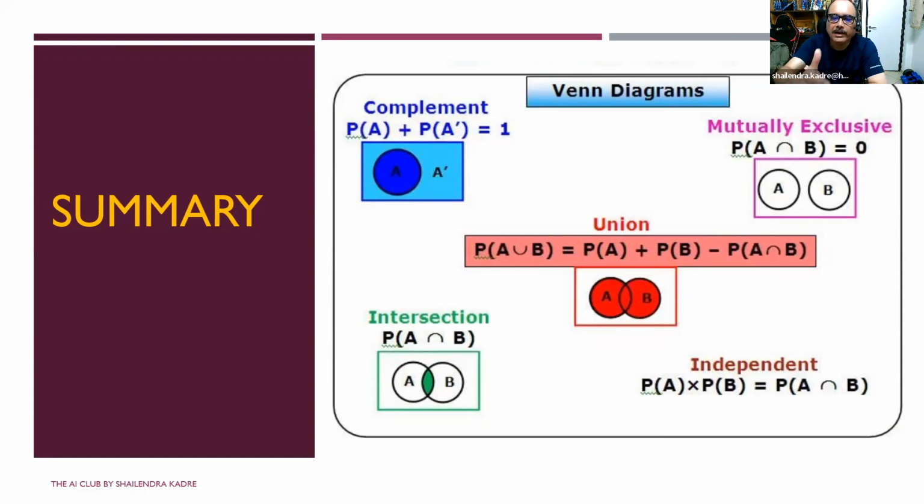Union we know, P of A union B equal to PA plus PB minus P of A intersection B. Intersection we know, P of A intersection B, but events should be independent and they should be overlapping. In any independent events, we assume that something will be overlapping. So P of A intersection B, in case of independent events, will be PA into PB. But in case of mutually exclusive events, it will be 0. So for independent events, PA into PB is equal to P of A intersection B. That's what we have learned.